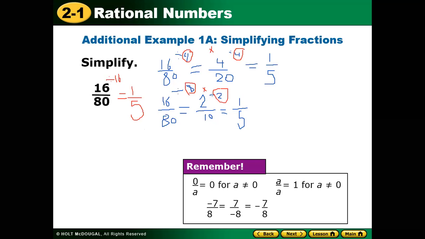Is that clear for all of you? Yes. We have to remember: 0 divided by any number should be equal to 0. A divided by A should be equal to 1, for A not equal to 0, which means any number divided by a number with the same value, the answer should be equal to 1, like 5 divided by 5, like 10 divided by 10, and so on.